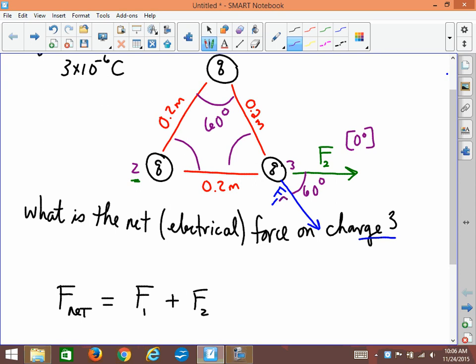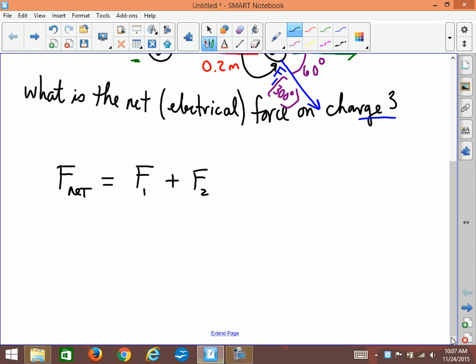I'll have to try to squeeze that in here. 300 degrees is my direction for F1, right? Remember, we measure angles from the positive x-axis around this way. So 300 degrees. So what I should do is I should modify this a little bit, and I should include those directions in there to remind myself that these are vectors with directions. F1 is 300 degrees, and F2 is 0 degrees. So I'm going to put those directions right in there.